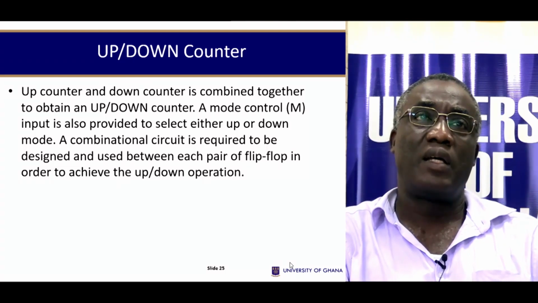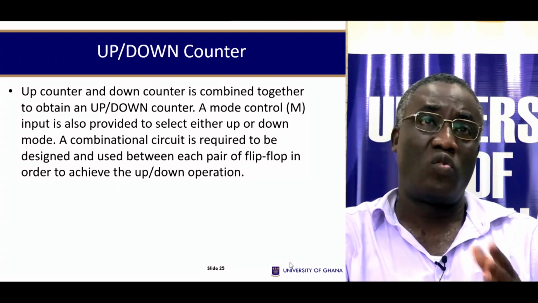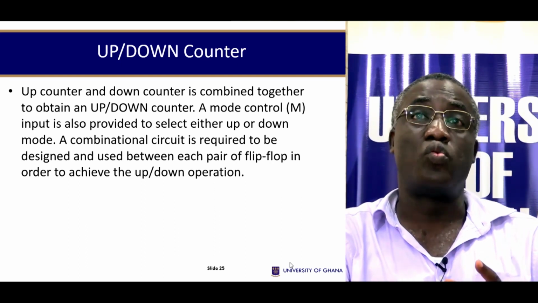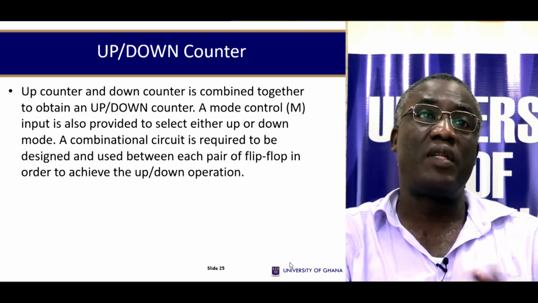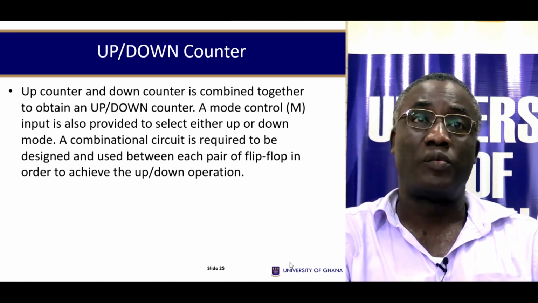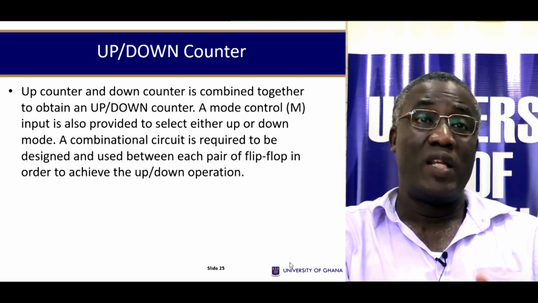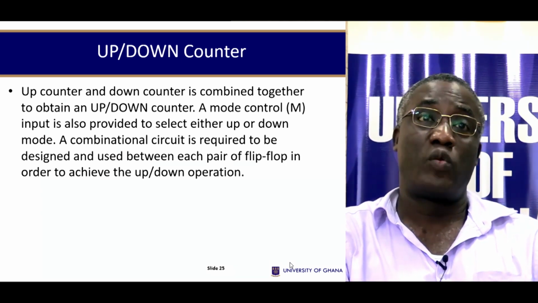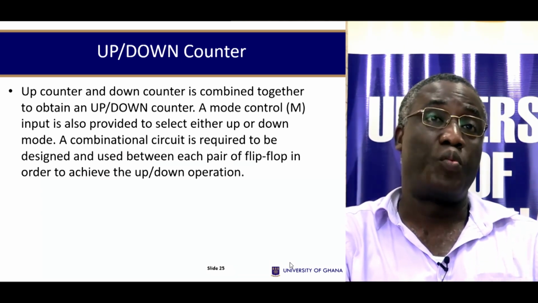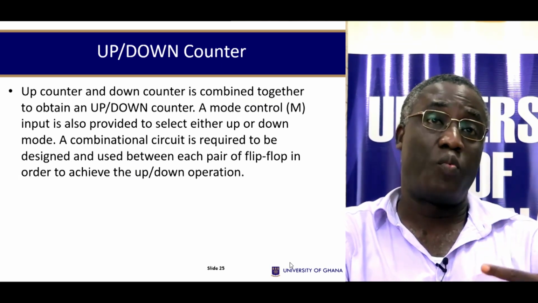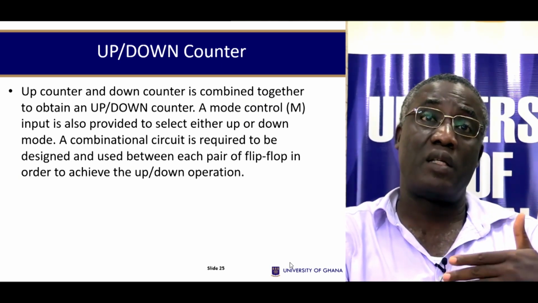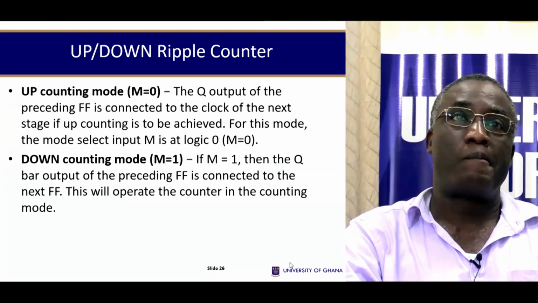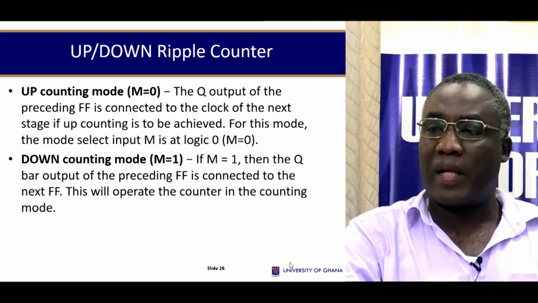An up counter and a down counter are combined together to give you an up and down counter. In this case, you have a control input or mode to determine whether it's going up or down. You will need a combinational circuit to be designed and used between each pair of flip-flops to achieve the up and down operation. We also have ripple counters.